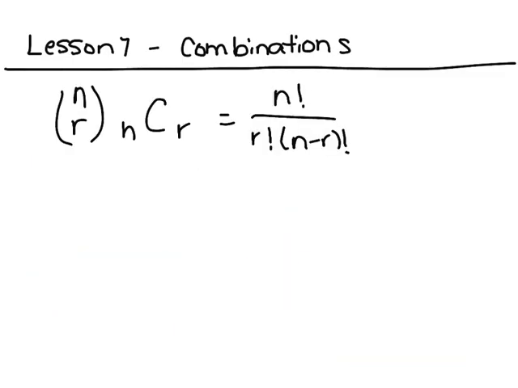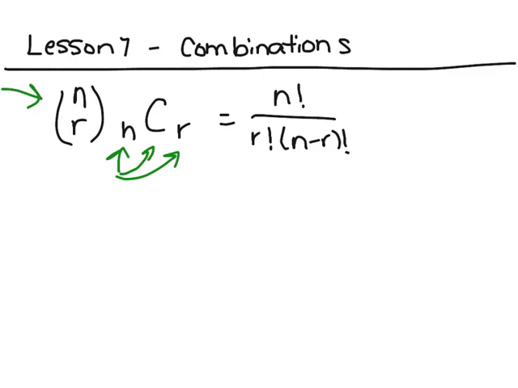So this is the formula for combinations. The way that we can read it is N choose R. It can also be written in brackets like this with an N over the R. Always know that the number on top is N and the number on the bottom is R.